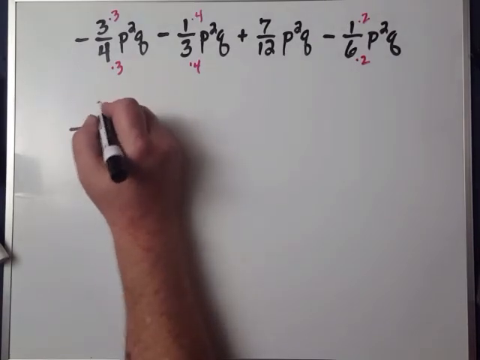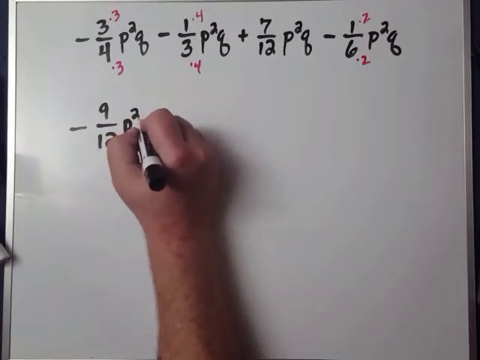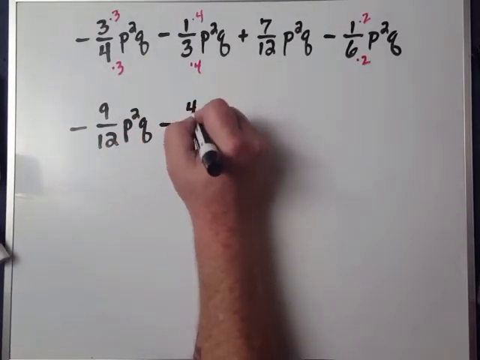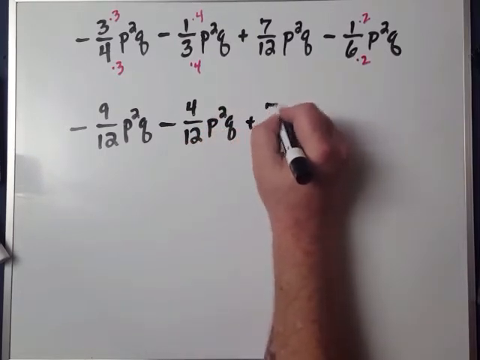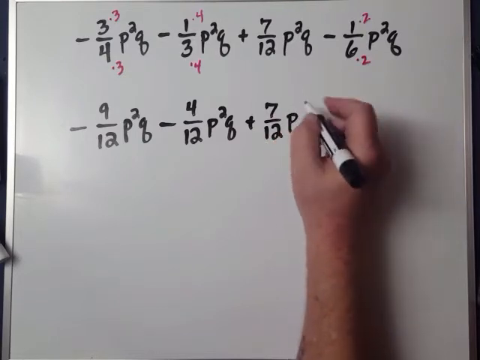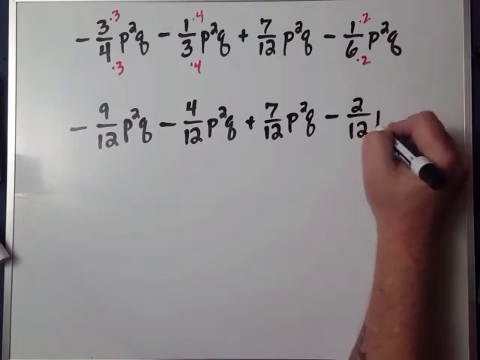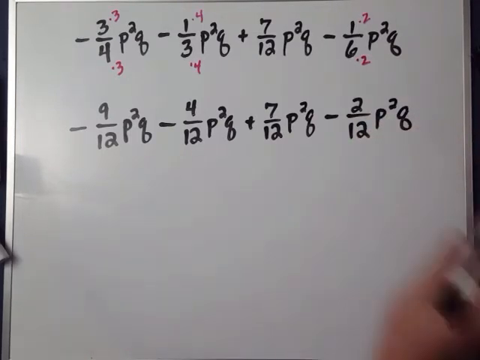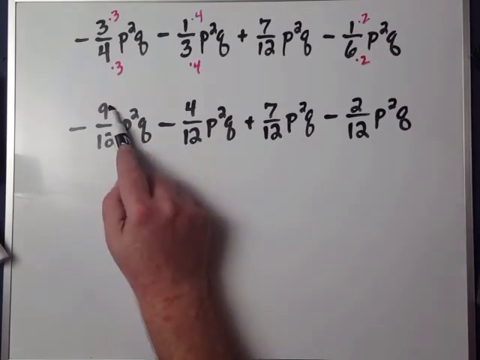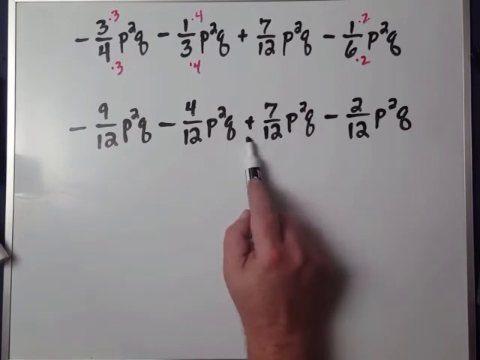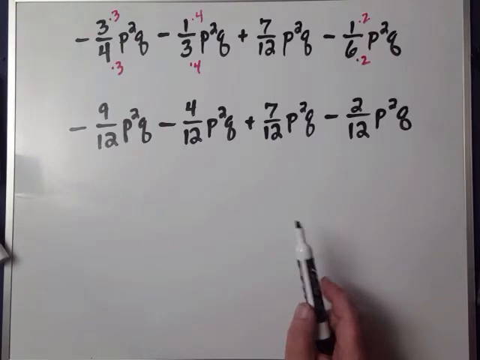This gives me negative 9 twelfths p squared q minus 4 twelfths p squared q plus, this one was already ready to go with its twelfths, plus 7 twelfths p squared q and minus 2 twelfths p squared q. Add them up. I've got minus 9 of them, minus 4 of them, plus 7 of them, minus 2 of them. That totals what? Let me see.